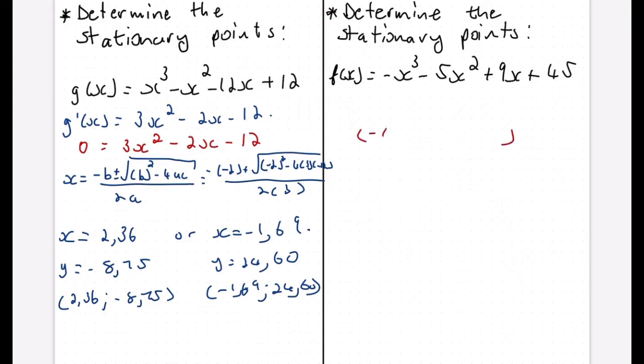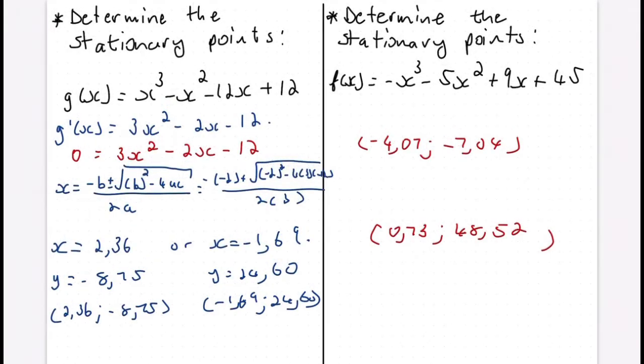The first stationary point would be (-4.07; -7.04). The second stationary point would be (0.73; 48.52). Okay, awesome. We are now ready to sketch a cubic graph.